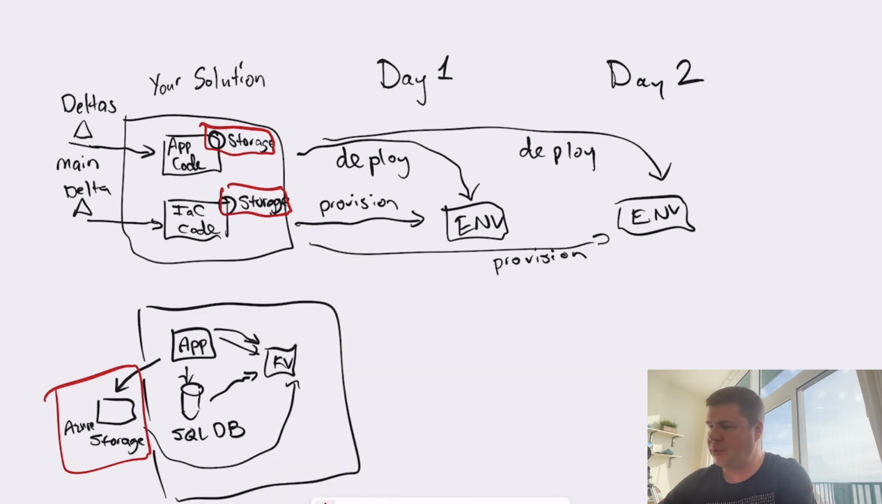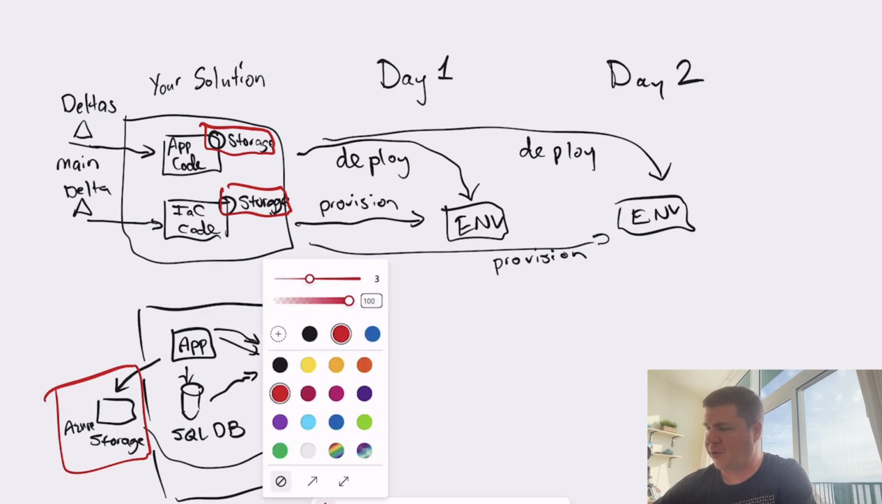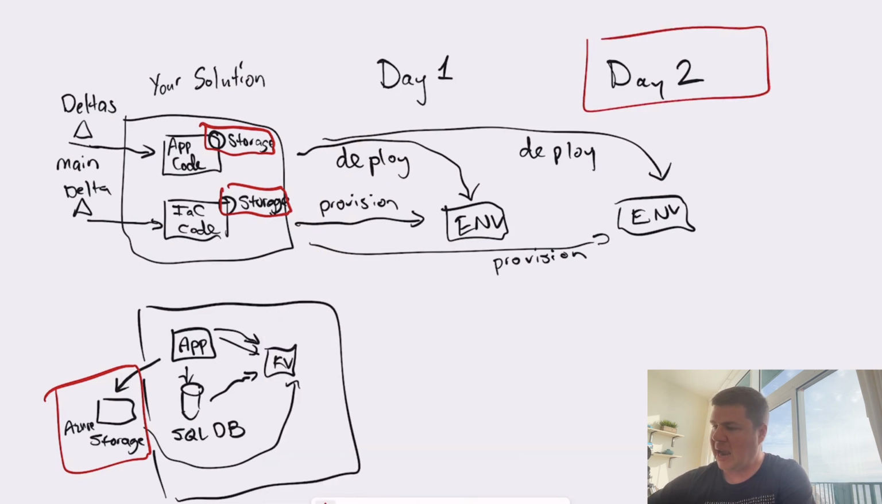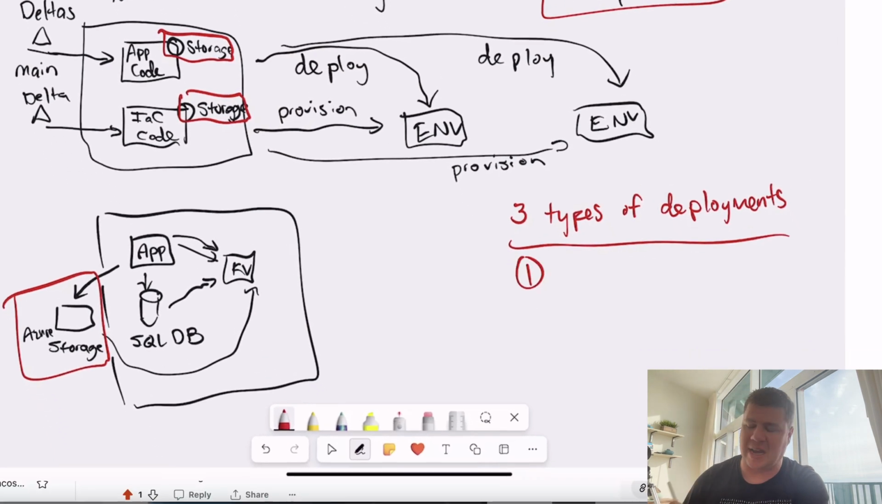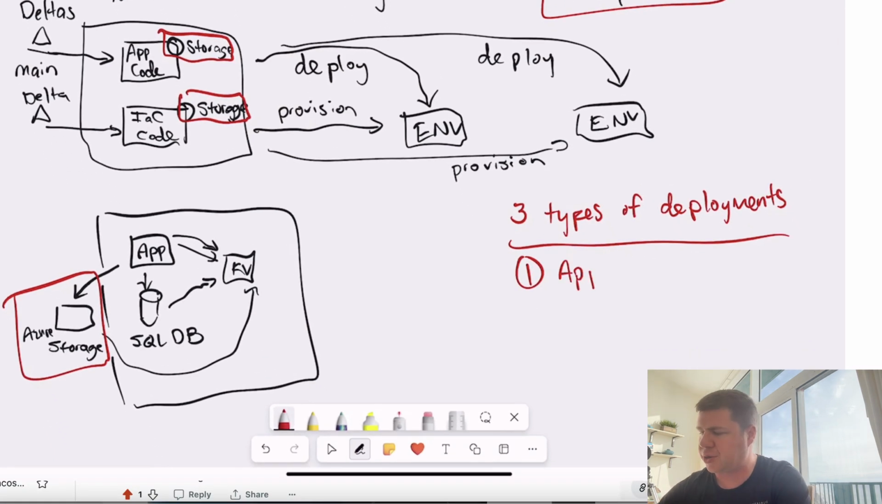And day two is a symbolic representation of every other day after that, where you provision changes to your environment or not, and you deploy updates of your code. So day two operations is composed of actually three types of deployments. The first type is when only your application code changes.